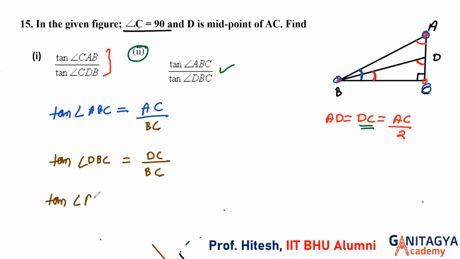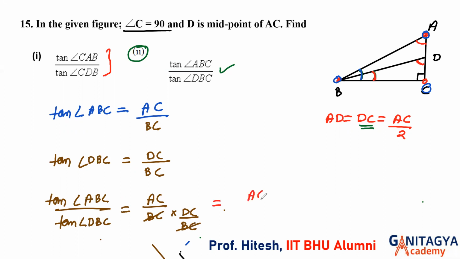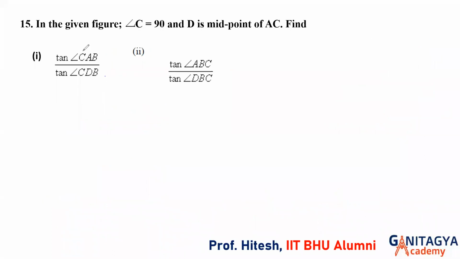So tan angle ABC upon tan angle DBC is AC upon BC, and it is DC upon BC. BC cancelled. So now it will be AC upon DC. So AC is 2 times DC, and DC cancel. It will be 2. So 2 is the answer. Okay, let me know when done. Let me clear this and move to next question.